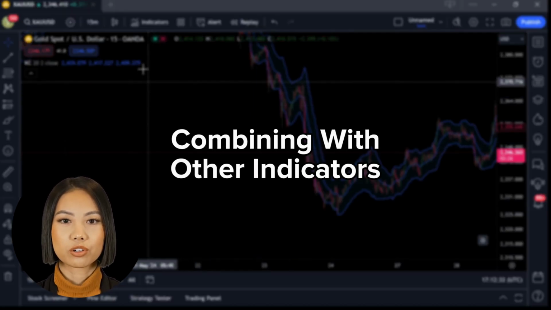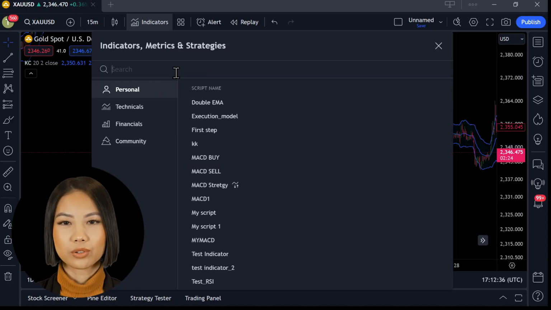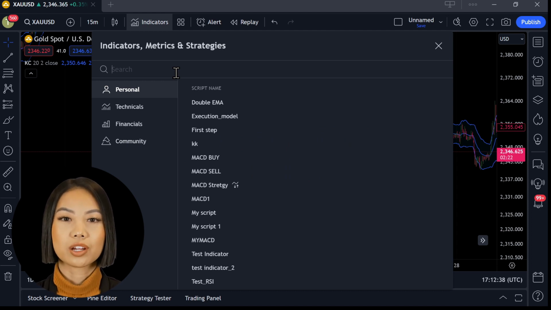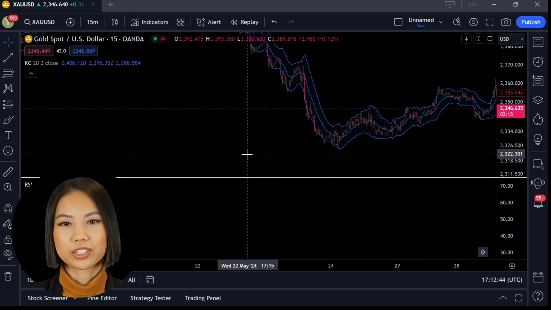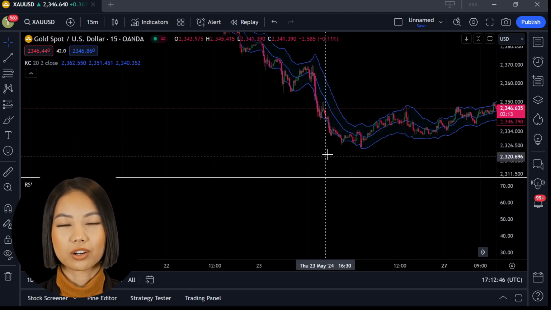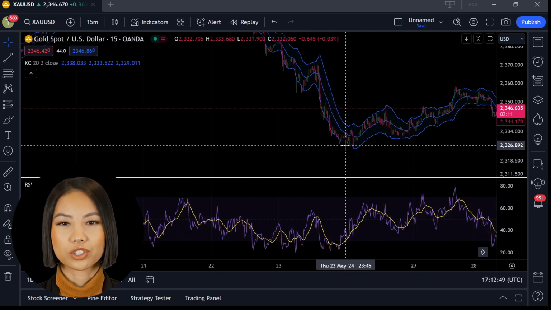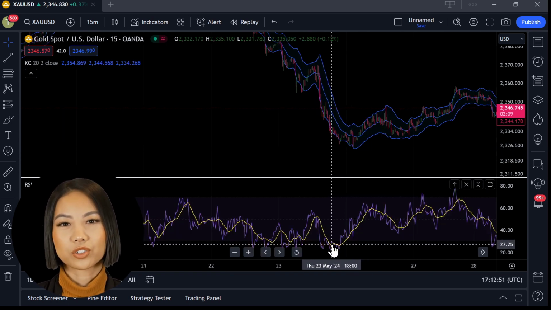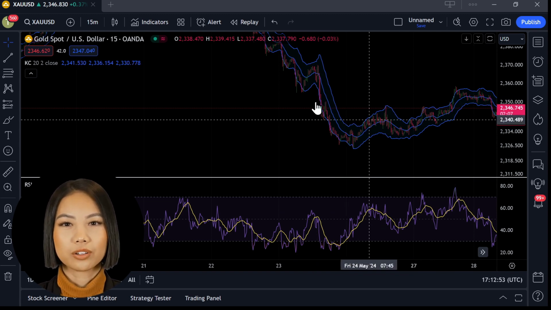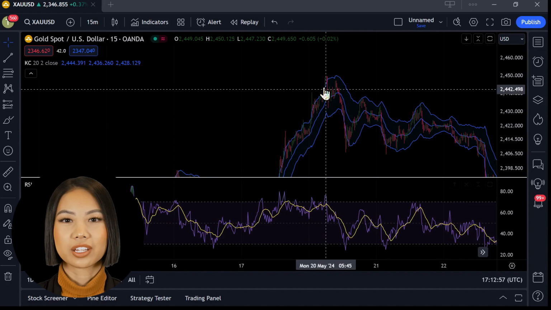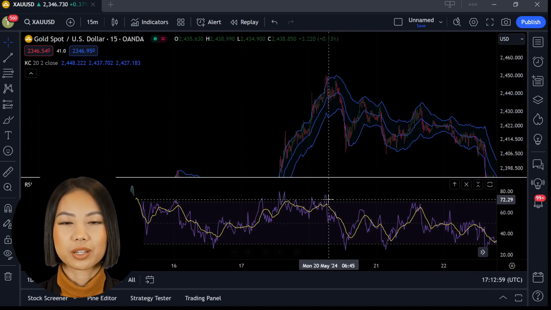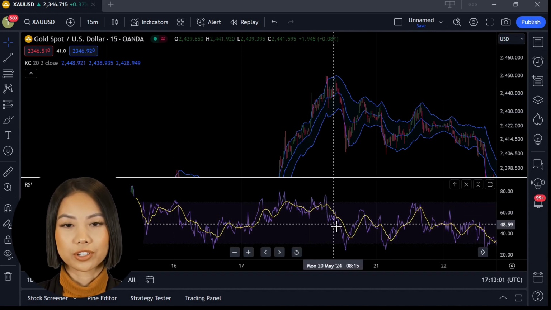Combining Keltner channels with other indicators. To enhance the accuracy of your trades, combine Keltner channels with the Relative Strength Index, RSI. For example, if the price touches the lower Keltner channel and the RSI shows oversold conditions below 30, it can strengthen the buy signal. Conversely, if the price reaches the upper Keltner channel and the RSI indicates overbought conditions above 70, it can reinforce the sell signal.